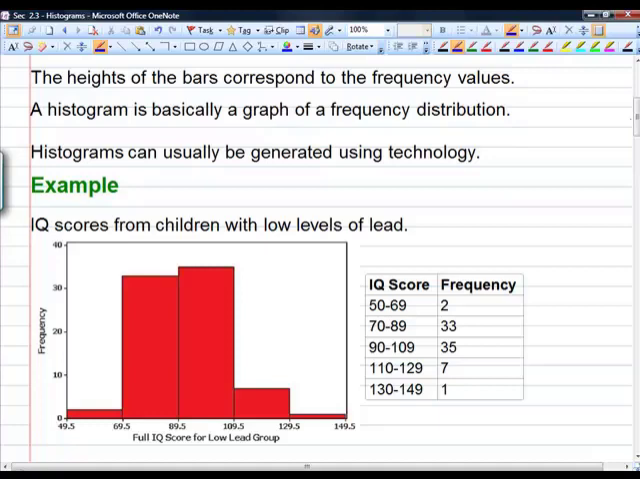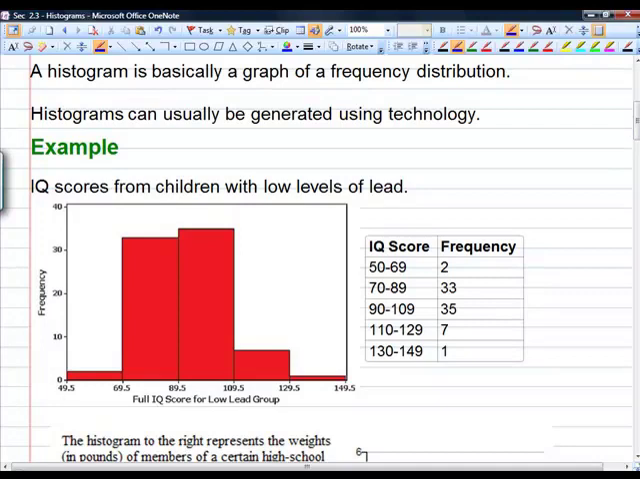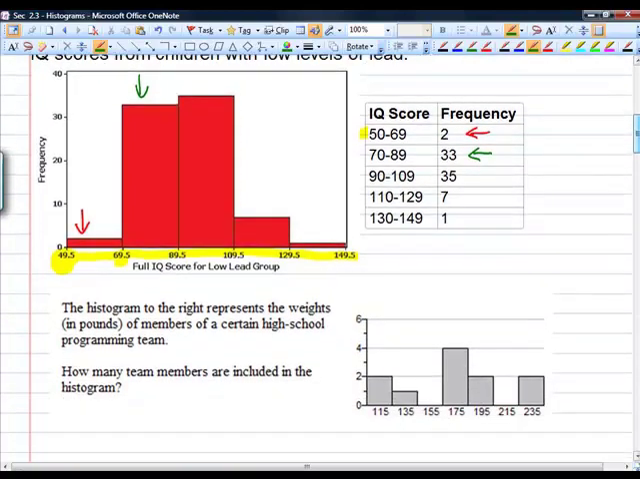distribution. For example, here's the IQ scores for children that had low levels of lead exposure. And so you see here along the bottom, these numbers right here correspond to the gaps between the classes. Remember, we said that this is going to start at 49.5. There's your 49.5 right here. In between 69 and 70 is 69.5. So this bar right here, this first bar, represents this frequency. This bar right here, the height, represents this frequency. Do you see? And so forth and so on. Because of technology, our graphing calculators can graph these things for us fairly easily.